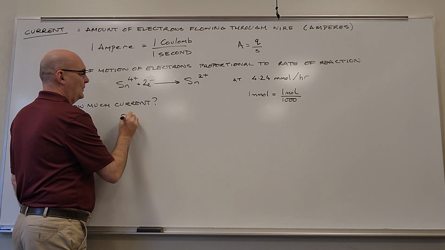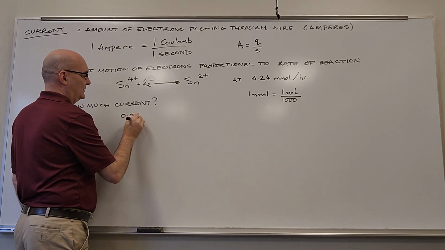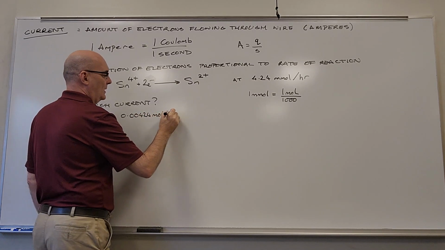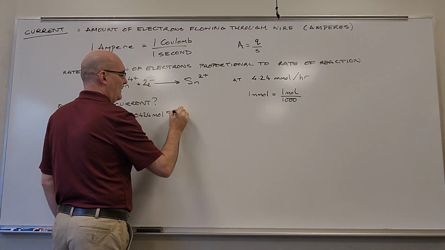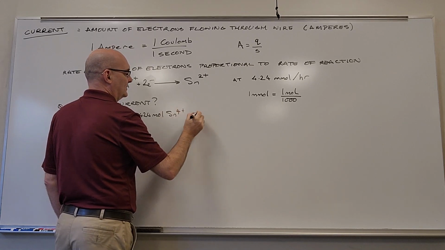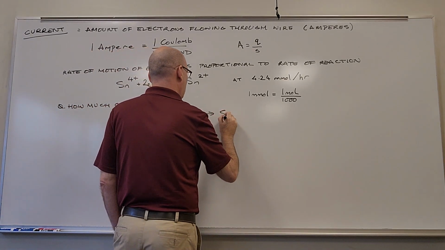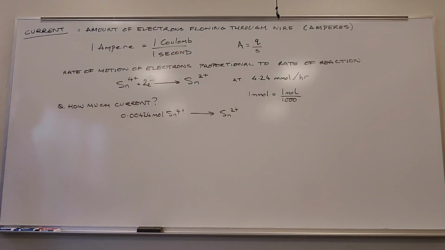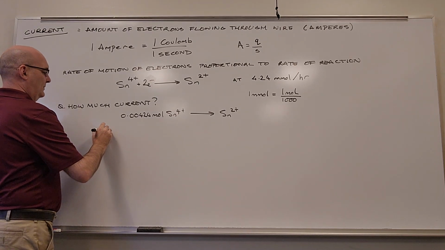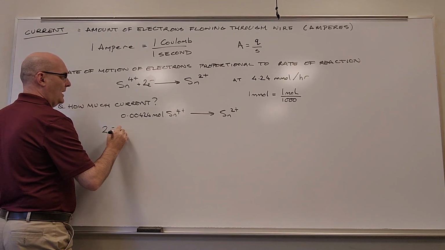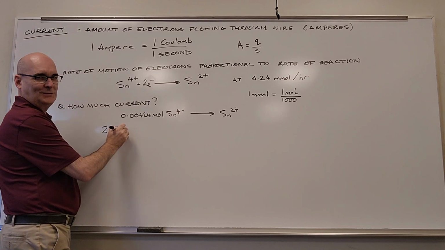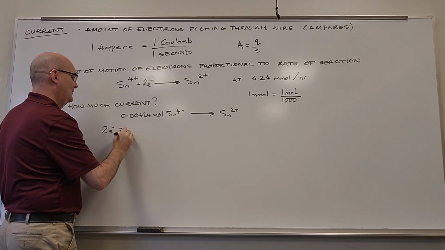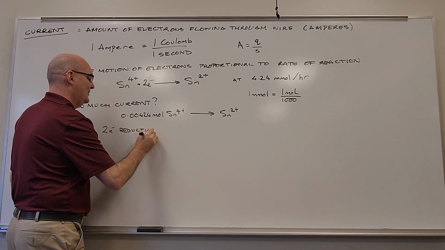So when 0.00424 moles of tin 4 plus turn to tin 2 plus, this is what we call a 2 electron. Did we decide whether this was an oxidation or a reduction? Just checking. This is a 2 electron reduction.